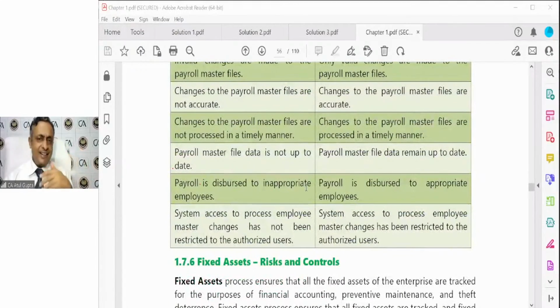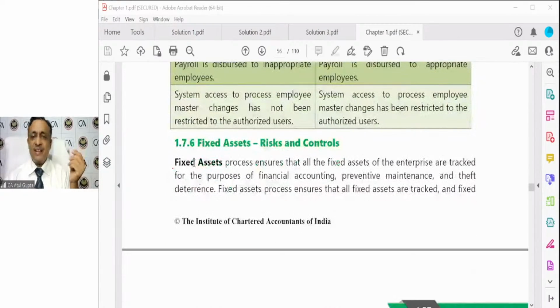We'll be meeting again and again. So if you have any query, just put it. In the next session, you can always ask queries on any word that is unclear on any of these aspects. Then fixed asset risk and control.